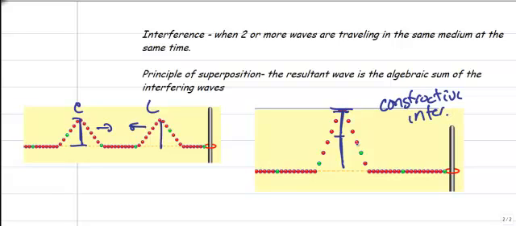Okay, this thing right here, in fact, would be called a maxima. Okay, where we've reached our maximum displacement from the rest position.